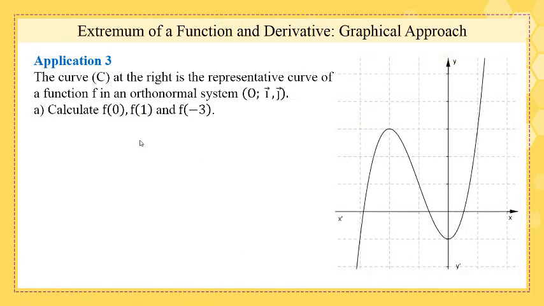Application. Please stop the video, then solve this application. f of 0 means the ordinate of the point on the curve of abscissa 0. This point on the curve has the abscissa 0 and ordinate -1. So f of 0 equals -1. Similarly for the other ordinates.